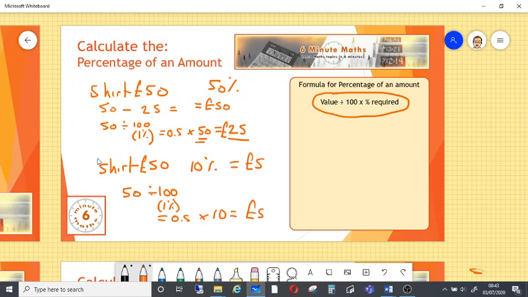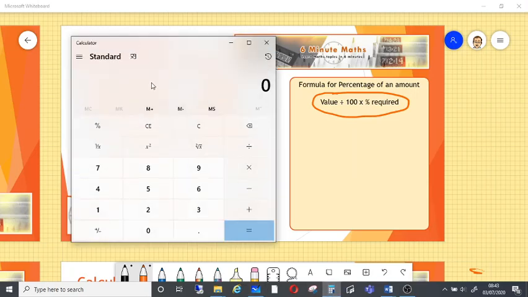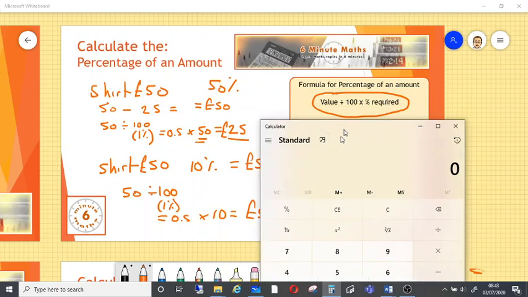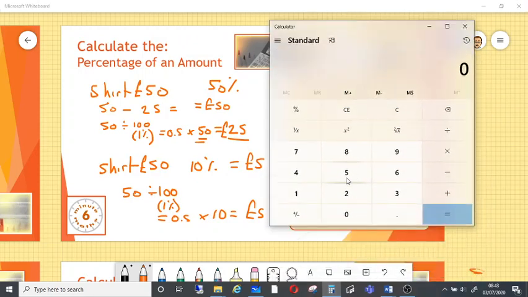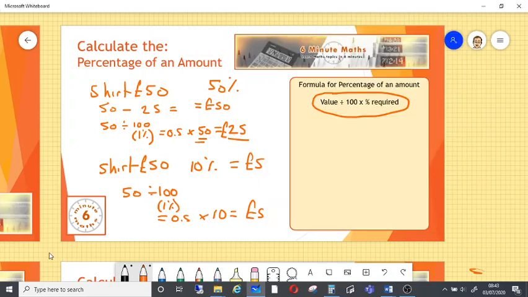Just to show you, let's double click on the calculator. There it is. So remember, it's the value divided by 100 times the percent that's required. If I've got £50, I'll type that in, 50 divided by 100 finds us 1%. As you can see, it's 0.5. So if I want to find out what 10% is, I'll then times it by the percent I need to find, which is 10. And the answer is £5. So yeah, that's correct.